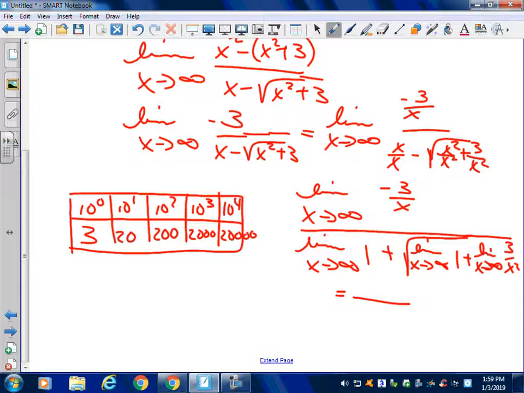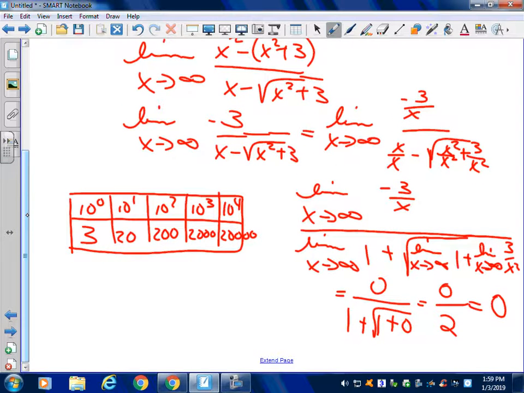Constant over power? Alright, I got 1 plus the square root of 1, which is 1, plus 0 for the other one, right? 1 plus 0 is 0, so that's coming out to be 2. The algebra says it should be 0, which is the answer I have on my paper. So my question is, why is the table not showing that?